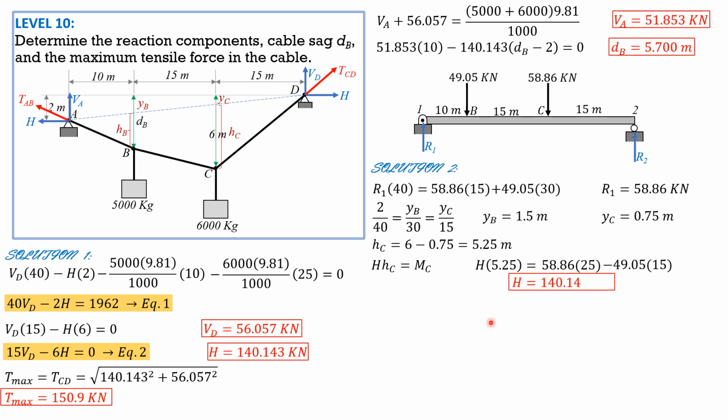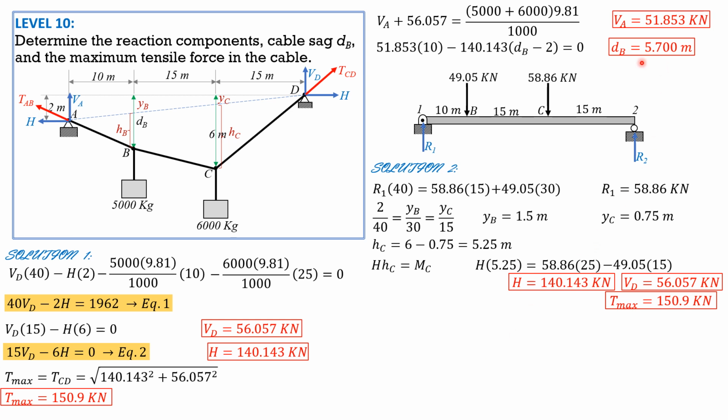So H can now be computed, and it is equal to 140.140 kilonewtons, just like this. So having found H, then we can compute V sub D. V sub D would be from this equation, summation moment C, V sub D times 15 equals H times 6. So substitute here, then we can compute V sub D 56.057 kilonewtons. So T max is square root of 140.140 square plus 56.057 square, 150.9 kilonewtons.